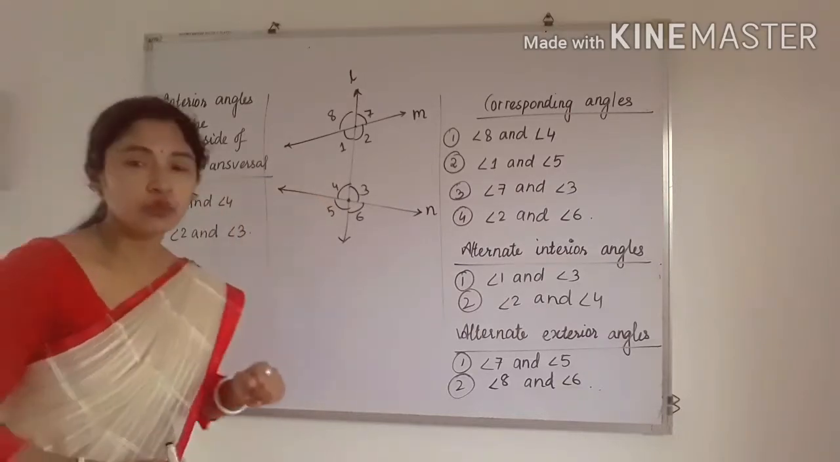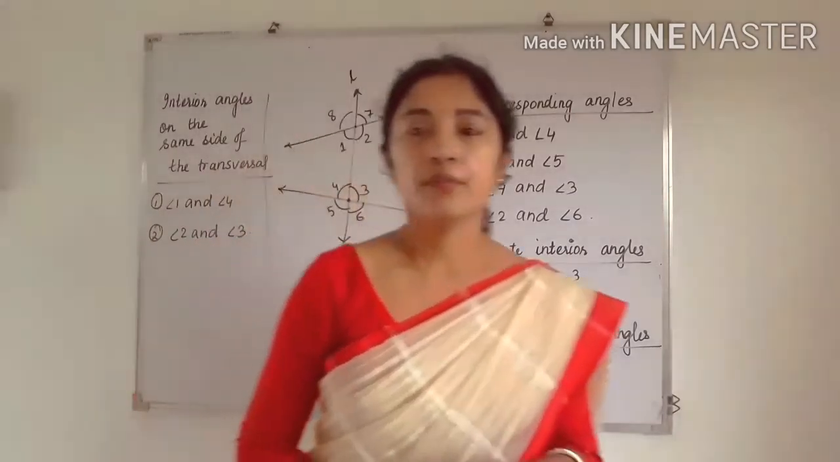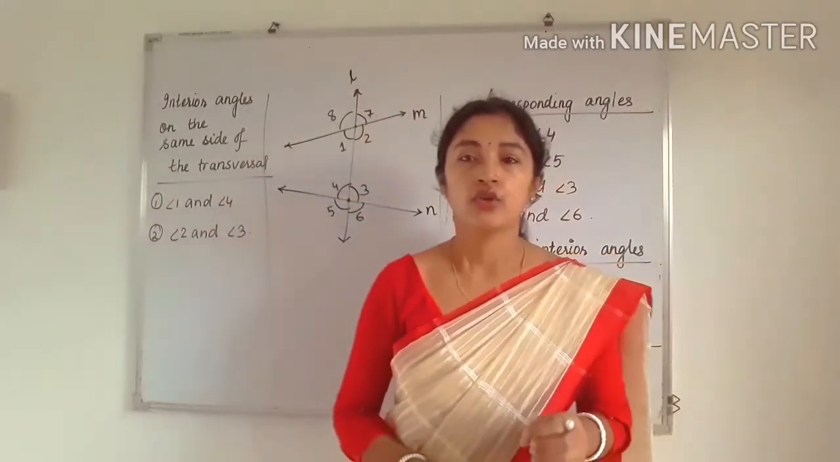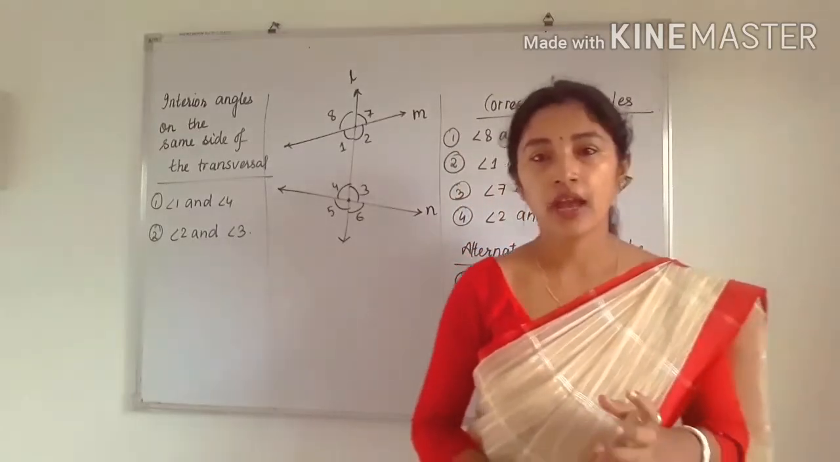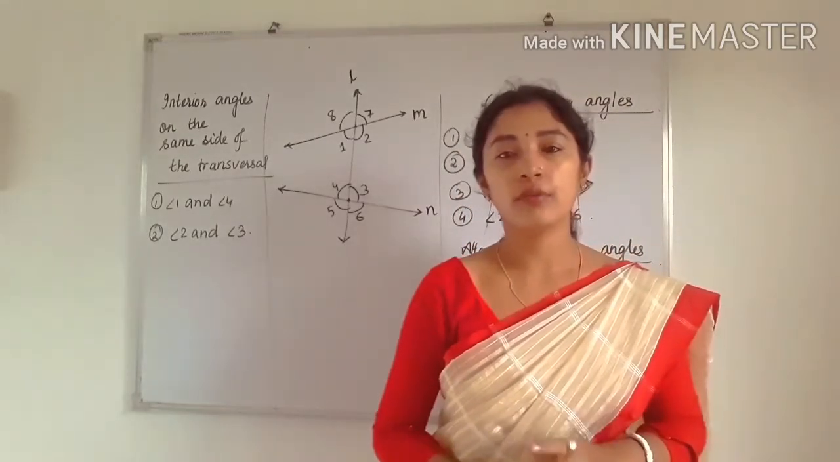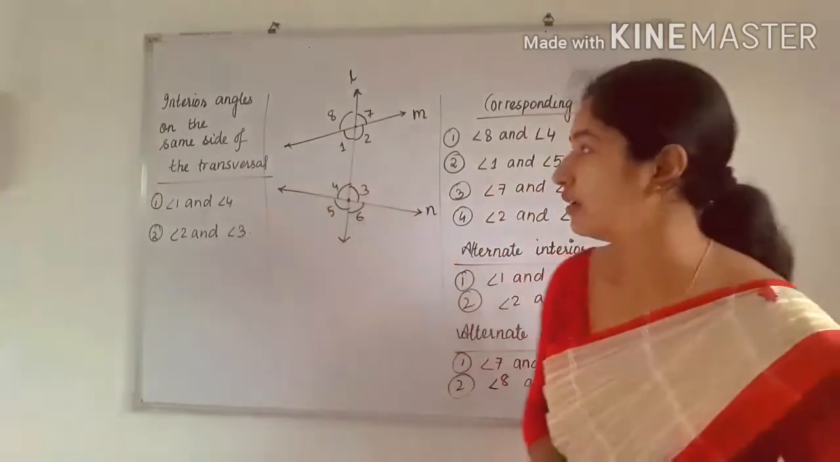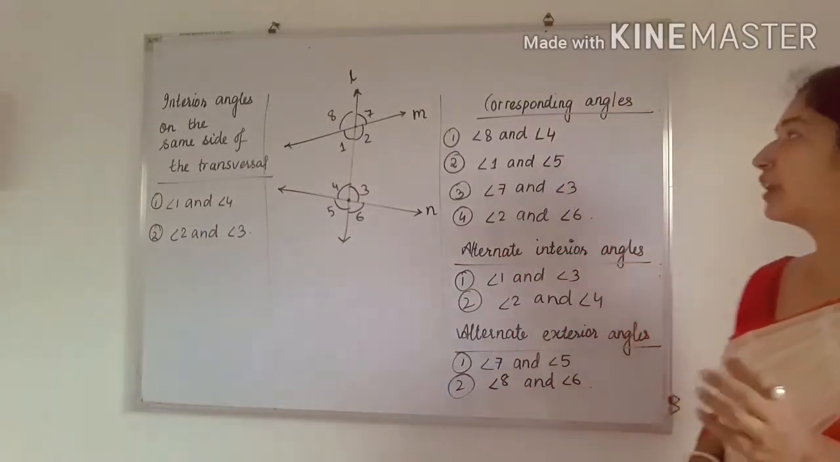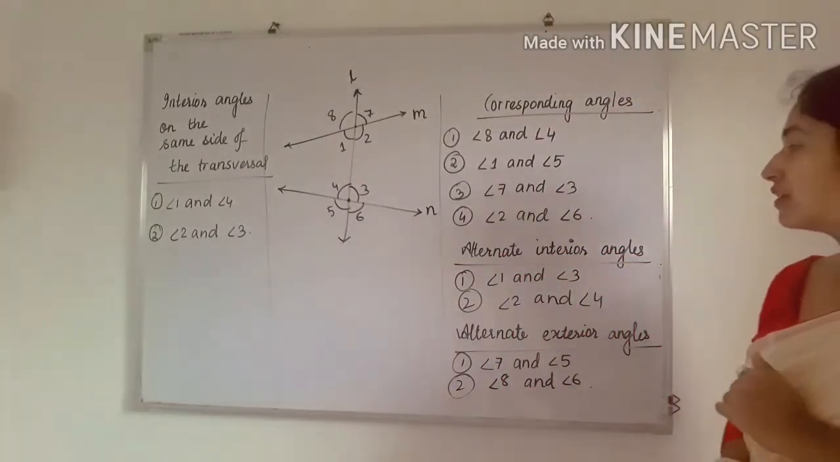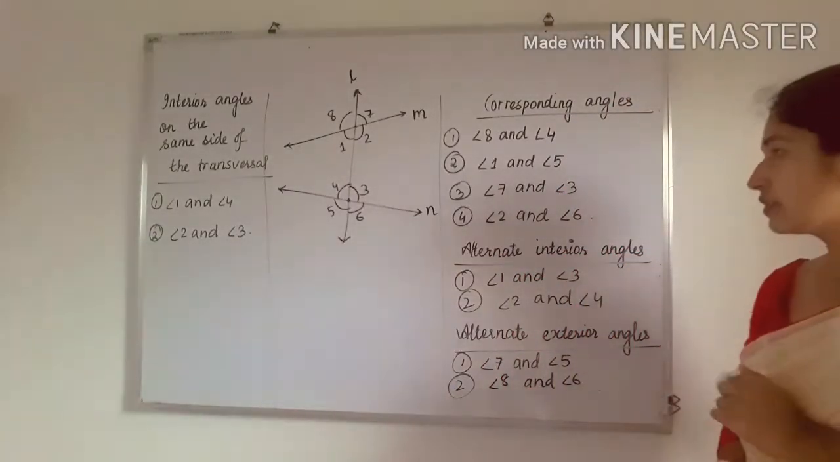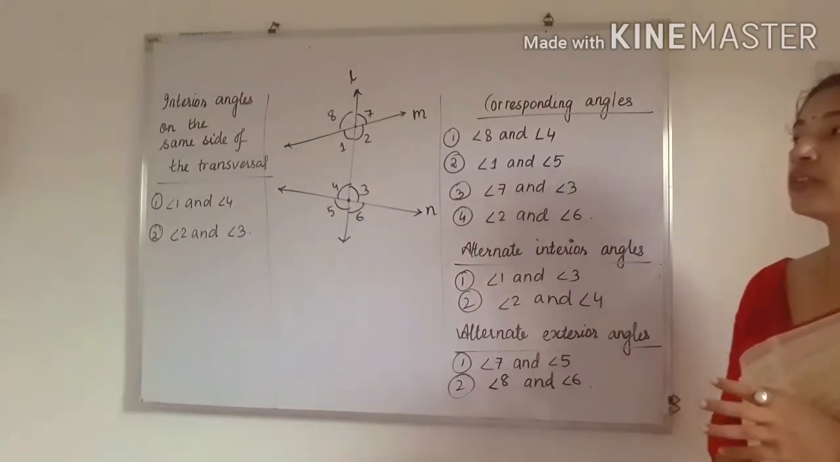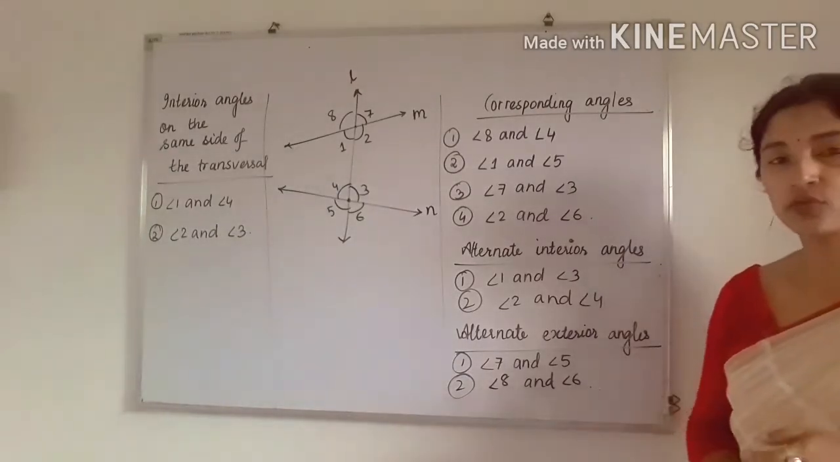So you know that if two lines intersect, then there will be the formation of angles. There will be different angles formed, and you have to remember the names of the angles. See how many types of angles are forming here. First is corresponding angles, second is alternate angles, and third is interior angles on the same side of the transversal.